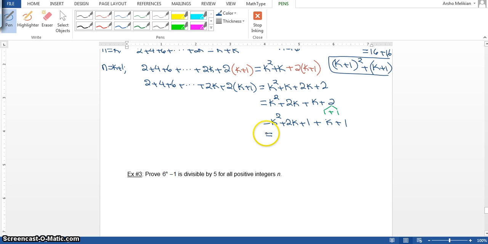Okay. Now, what happens to this? (k plus 1) squared plus (k plus 1). And guess what? That's exactly what we had to get. Okay? So this is equal to 2 plus 4 plus 6 plus 2k plus 2(k plus 1) minus 1, equals that. So because we got exactly what we were expecting to get, that means we're done with the proof.